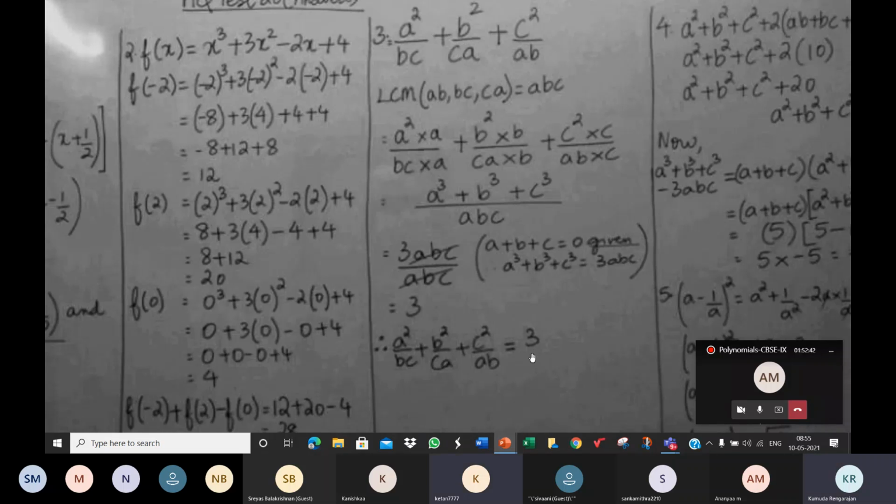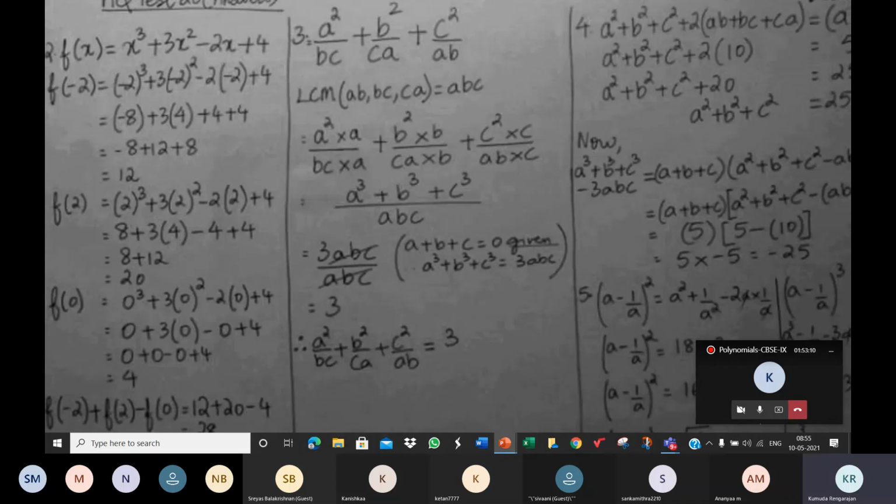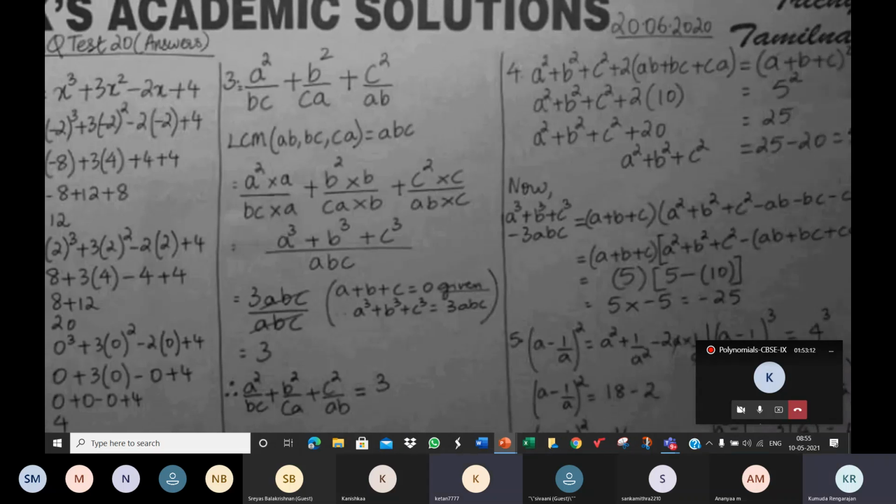Yes, ma'am. Thank you, ma'am. Now tell me the conditional identity, Arav. Ma'am, if A plus B plus C is equal to 0, then A cube plus B cube plus C cube is equal to 3ABC. Very good, very good. That's it. Master the identities. Remember them well. And everything will be fine with the chapter.